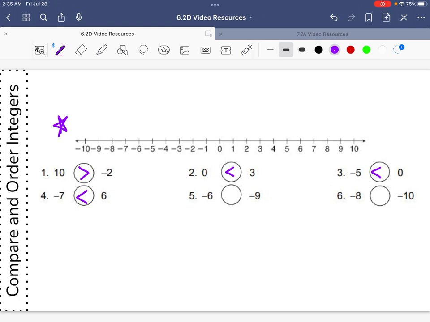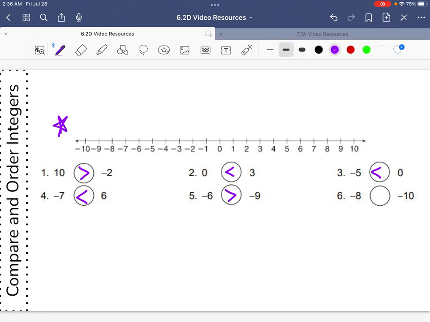So I'm going to find -6 and -9 on my number line and plot their points. Now that I have the visual in front of me, I see that -6 is actually greater than -9. So that inequality symbol would open up towards the -6.